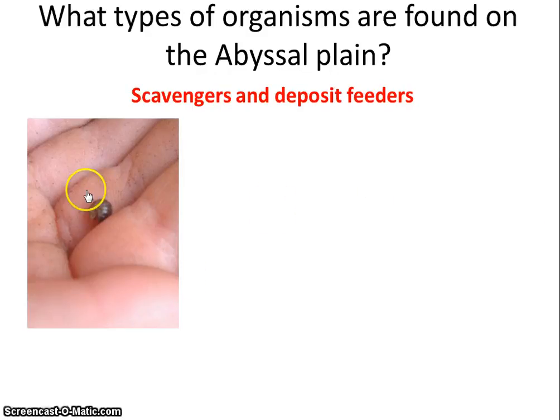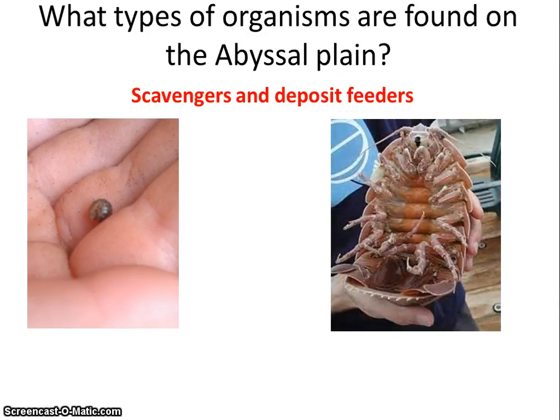You might recognize this bug. This is a roly-poly, an isopod, a common pill bug that you find on the surface. And this is the deep-sea version of that same isopod. That's a deep-sea isopod. It's about 10,000 times larger. This is a phenomenon known as deep sea gigantism, and it's seen with a lot of these abyssal plain organisms.